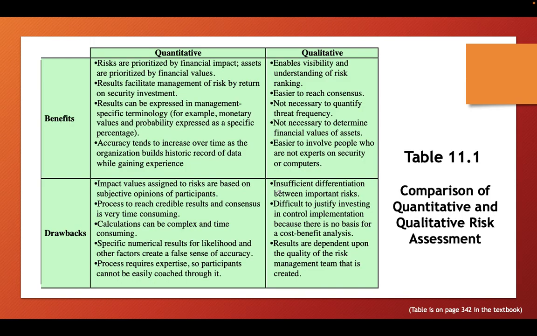Okay, here are the benefits and drawbacks for the quantitative and qualitative analysis that has been carried out. So you can have a look at them. The risks are prioritized by financial impact, and assets are prioritized by financial values. So these are quantitative: financial impact and the values. All these others are qualitative. Qualitative are just the things that you can relate with, that enable visibility and understanding of the risk, ranking, and all of these things. But remember, quantitative deals with data, with values, discrete values. So you can take a look at this as it were.